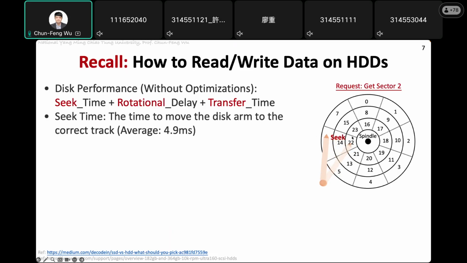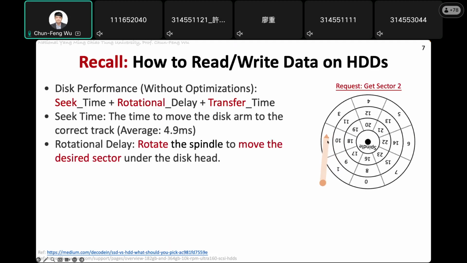And the spindle actually rotates all the time. So the spindle can help the head to get to the right locations for the data. Okay, and actually seek time and rotation delay will overlap with each other, because when you move the head, the spindle is still rotating. So for example, if the seek time is 4.9 milliseconds and the rotation delay is another number of milliseconds, then we will get the maximum of the two times. This is the time the disk head spends to gather data.